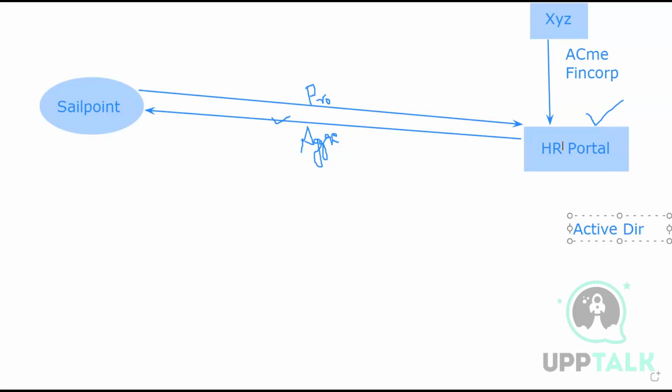So the employee has joined this company. His identity got created via this aggregation process. So this identity can log in into the SailPoint portal, correct? Now he can submit an access request to gain this Active Directory application access.